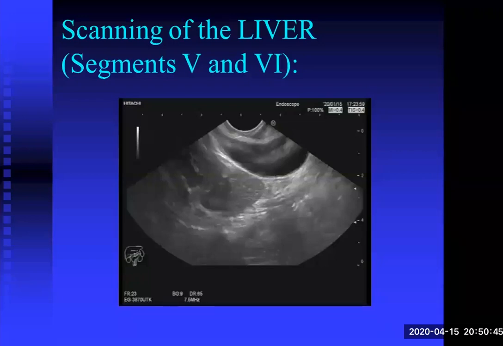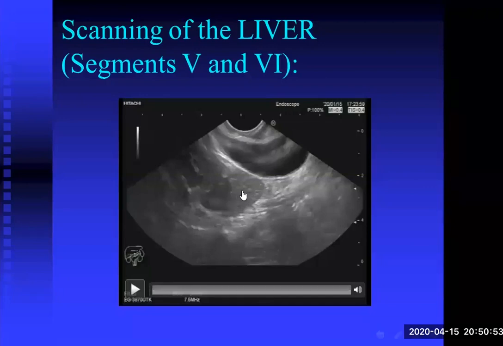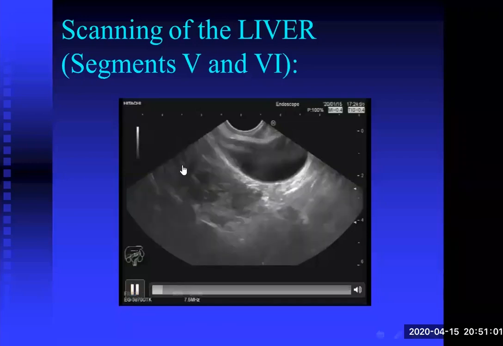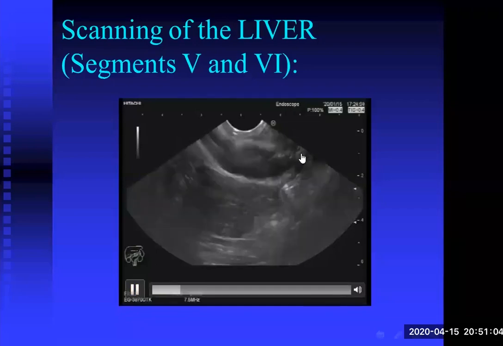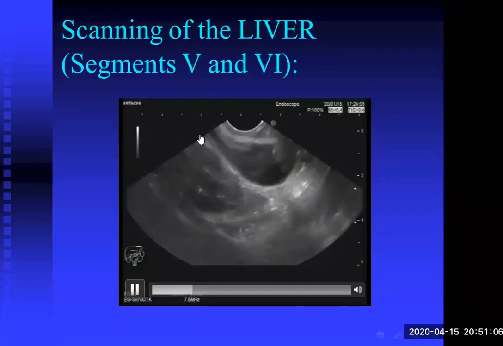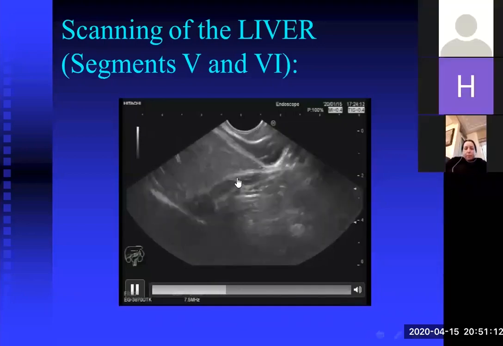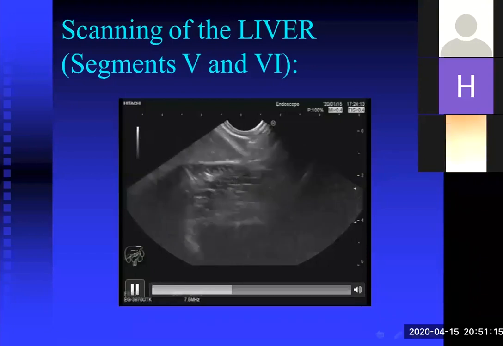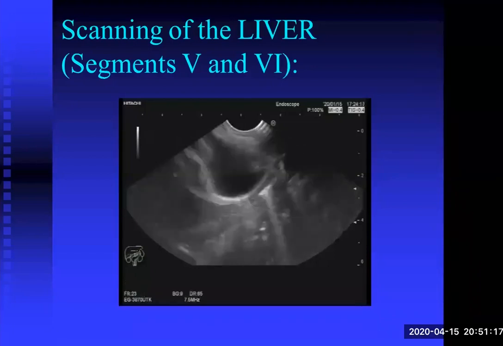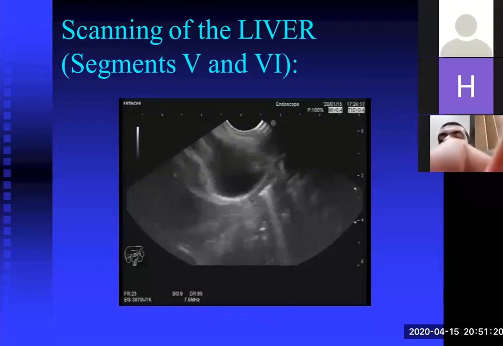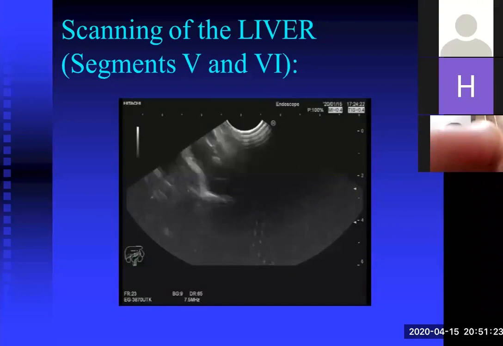I can see here the gallbladder very nicely. This is the fundus of the gallbladder, and this is the neck of the gallbladder. The part of the liver at the fundus of the gallbladder is segment 6, and the part at the neck of the gallbladder is segment 5. So we saw all segments of the liver, 1, 2, 3, 4A and 4B, 5 and 6 at the level of the gallbladder, and 7 and 8 as I told you before.